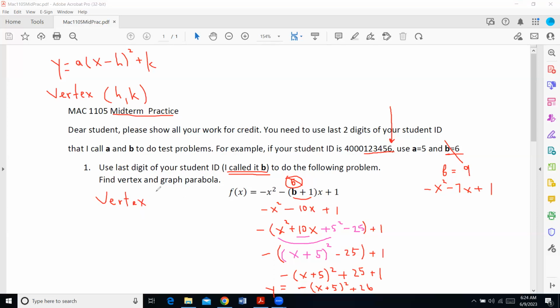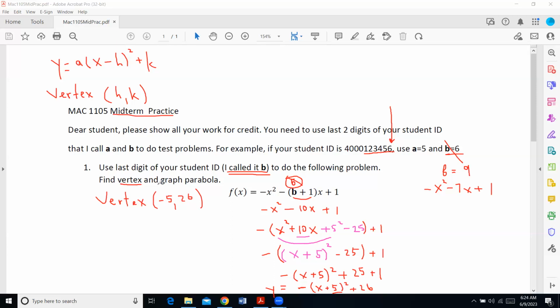So it looks like the vertex will be what? 5 is what I subtracted from x, so that's going to change the sign to -5. And for y it is going to be 26. So here's the vertex. That's the first part of the exercise.